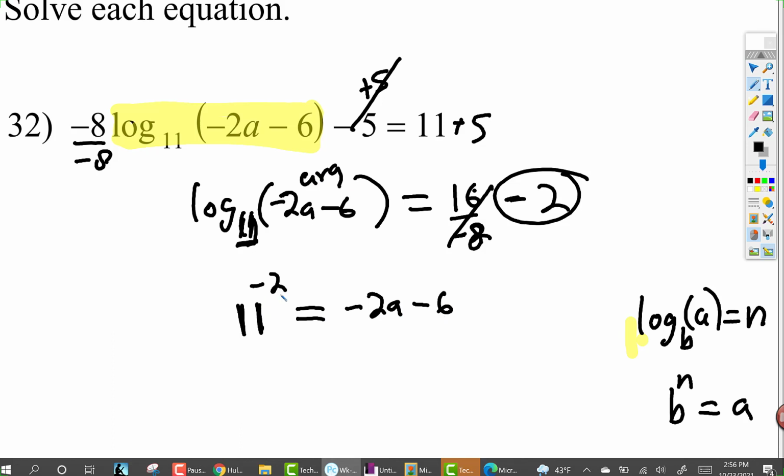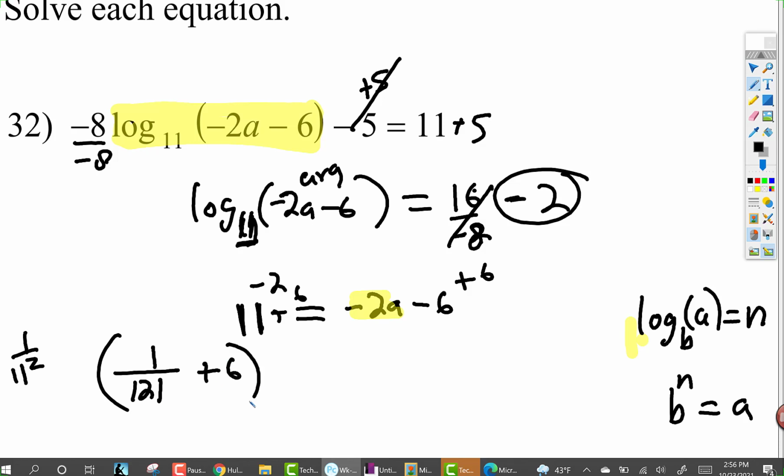So now we need to get the a by itself. Well, we can add 6 to both sides. So 11 to the -2nd is 1 over 11 squared. 11 squared is 121. Then we add 6 to both sides. And then we're going to divide both sides by -2. And that's just going to be a calculator keystroke thing. So just be careful with the calculator.